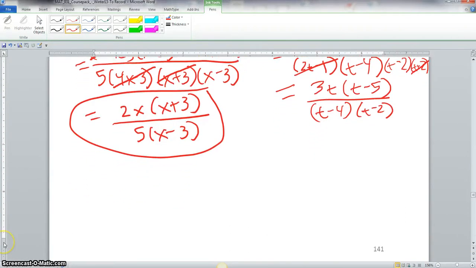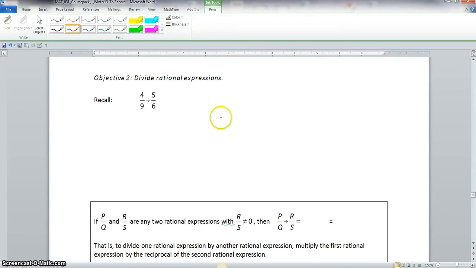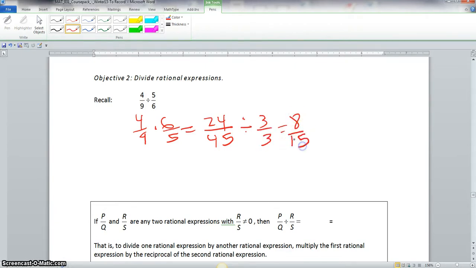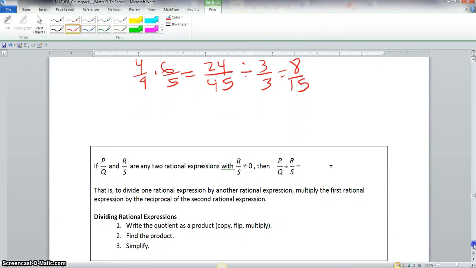Now we scroll on down. Now we deal with division. Now we have 4/9 divided by 5/6, which is 4 over 9 times 6 over 5. Now we know we multiply straight across, which is 24, and 9 times 5 is 45. Now 24 and 45 have 3 in common, which will give us 8 over 15. Now again, we write the first fraction the same, division becomes multiplication, and we take the reciprocal of the second fraction.